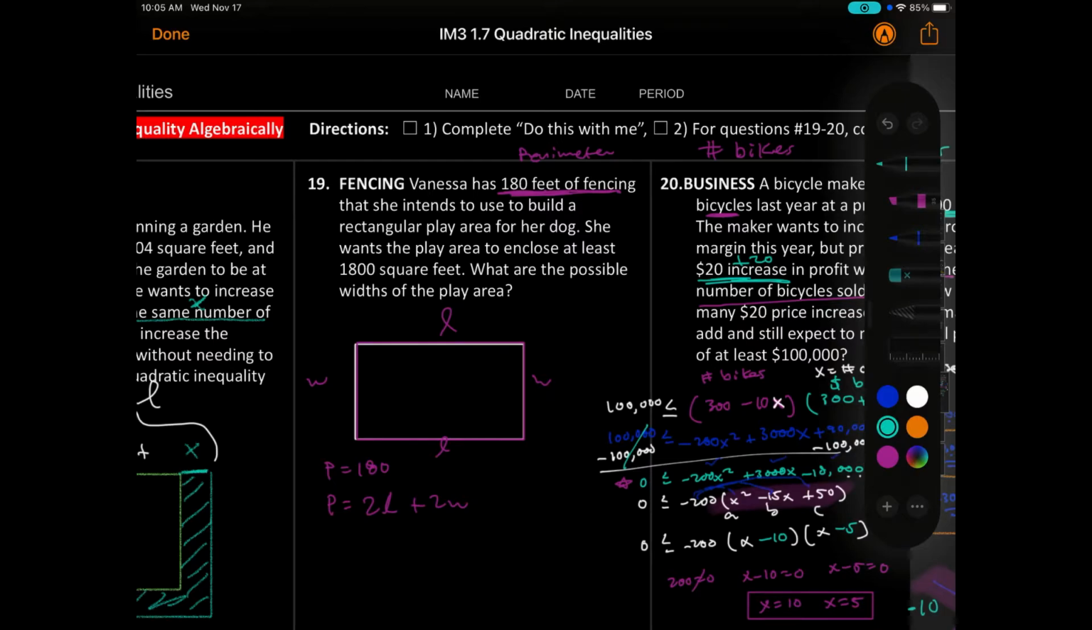Then when it says a play area, right? Play area, area is length times width, right? She's saying this whole blue area, we want to be 1,800 square feet, which is really large. It's like bigger than my house.